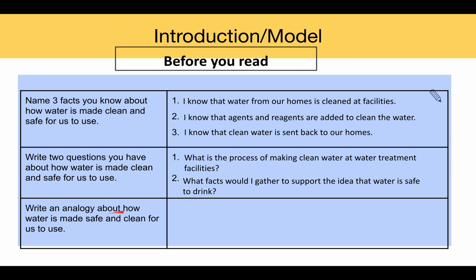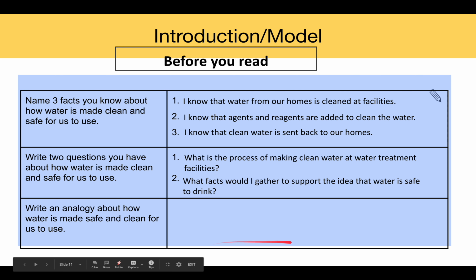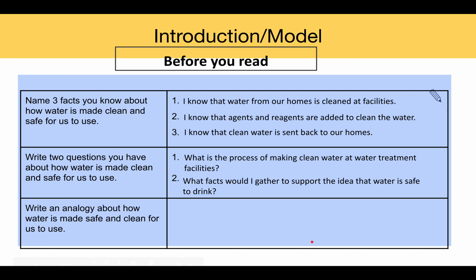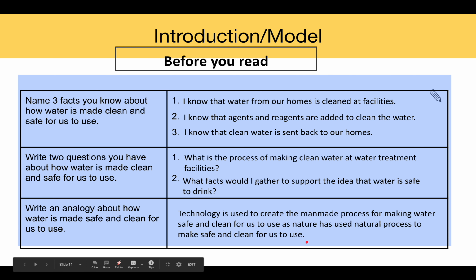Write an analogy about how water is made safe and clean for us to use. Now, an analogy compares 2 things. So let's take a look at one of my analogies. Technology is used to create the man-made process for making water safe and clean for us to use, as nature has used the natural process to make water safe and clean for us to use.